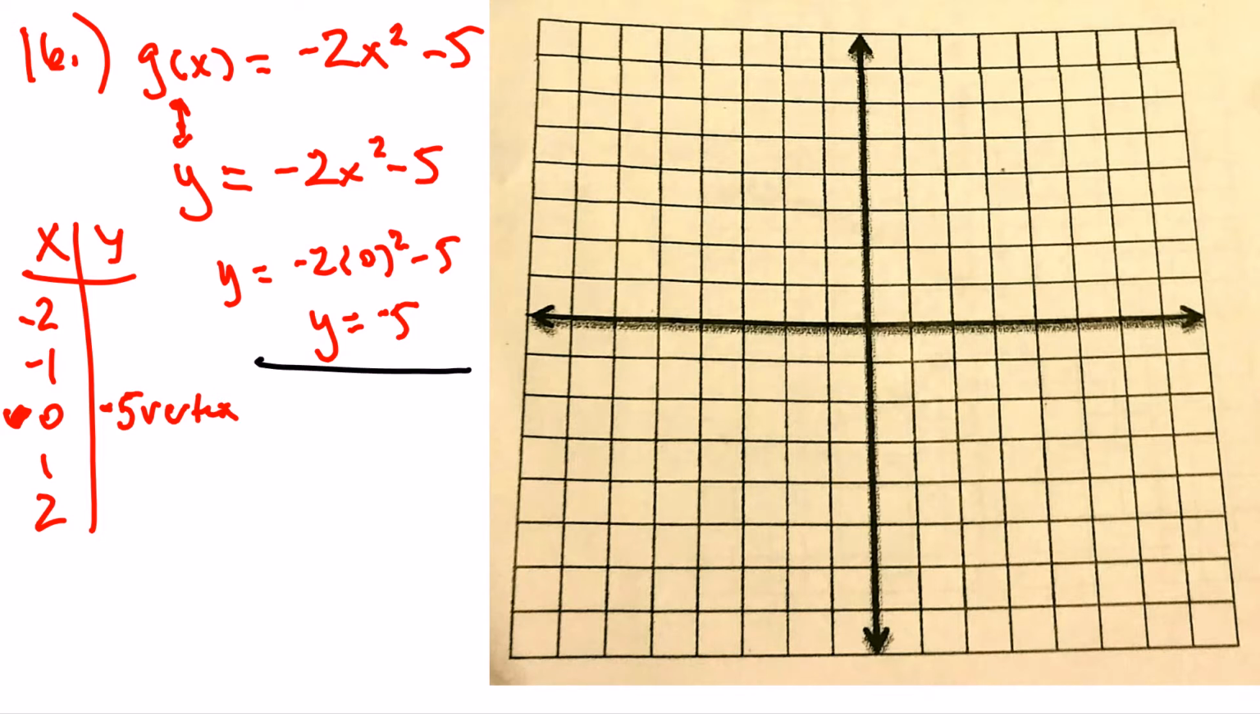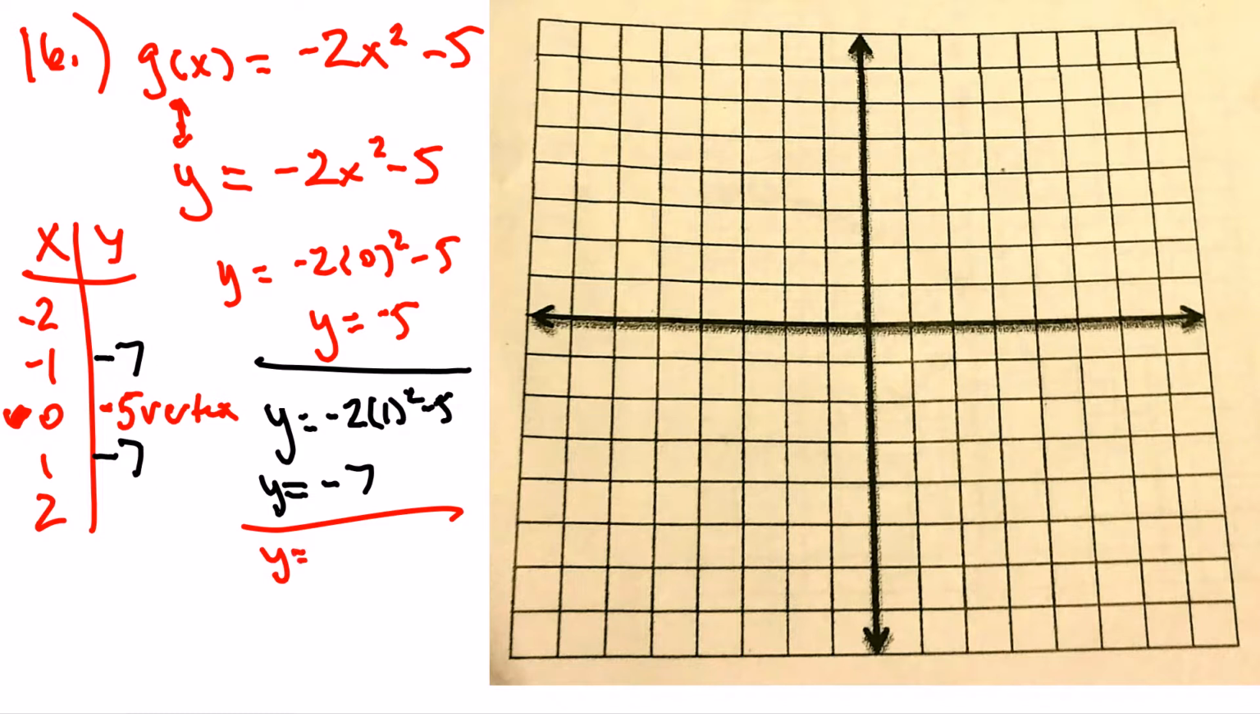Alright, now I'm going to plug in 1. So I say y equals negative 2 times 1 squared minus 5. 1 squared is 1. Times negative 2 is negative 2 minus 5. So I get y equals negative 7. Now I'm going to plug in positive 2. So I say y equals negative 2 times 2 squared minus 5. 2 squared is 4. That gives me minus 8 minus 5, which is negative 13.